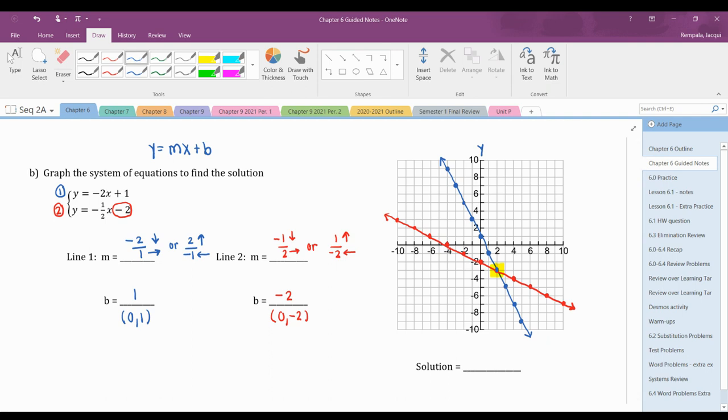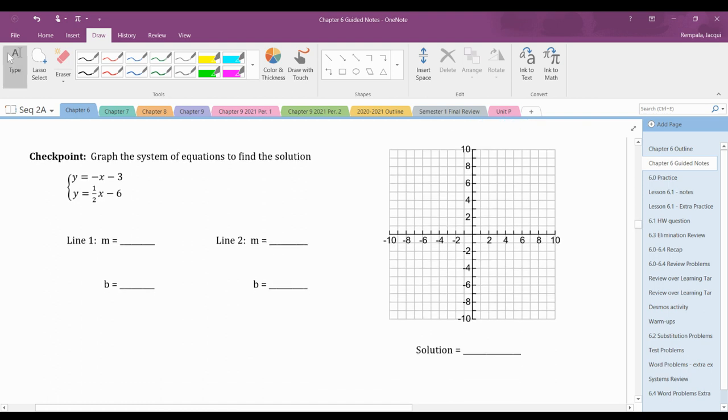So I need to name that ordered pair. Ordered pair has parentheses. We always start with the value for x. So notice how that's over at positive 2. And then my y value is down at negative 3. So 2, negative 3 would be my solution.